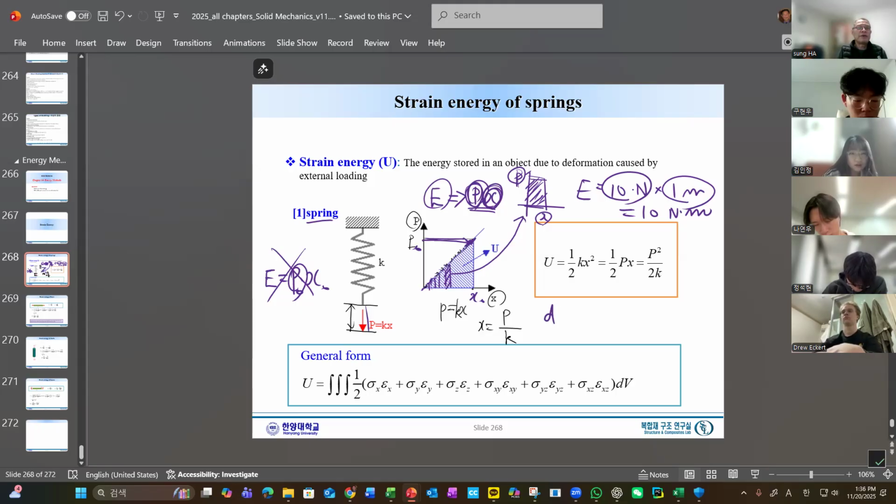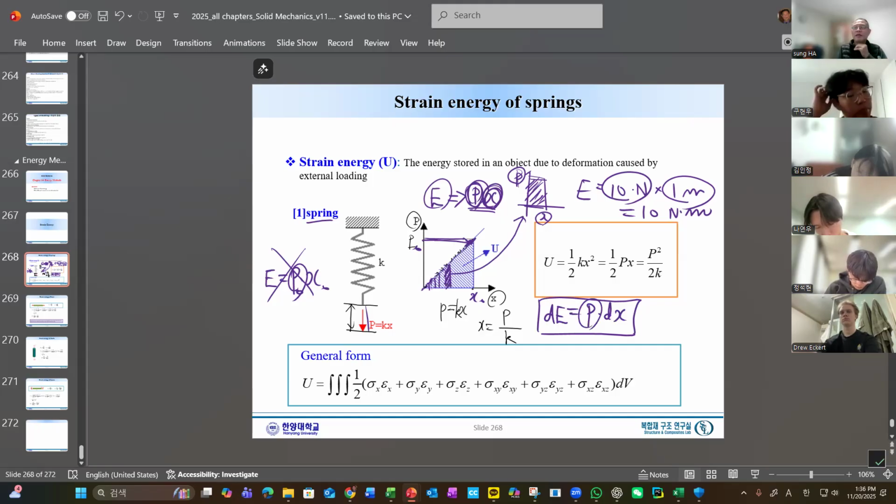we have to say the incremental dE at any point. We have to say P times dx. Because at that status, P can be constant during this very incremental displacement. So P times dx is the energy stored during this small deformation. This is okay, right? But this is not okay since the P has been changing.